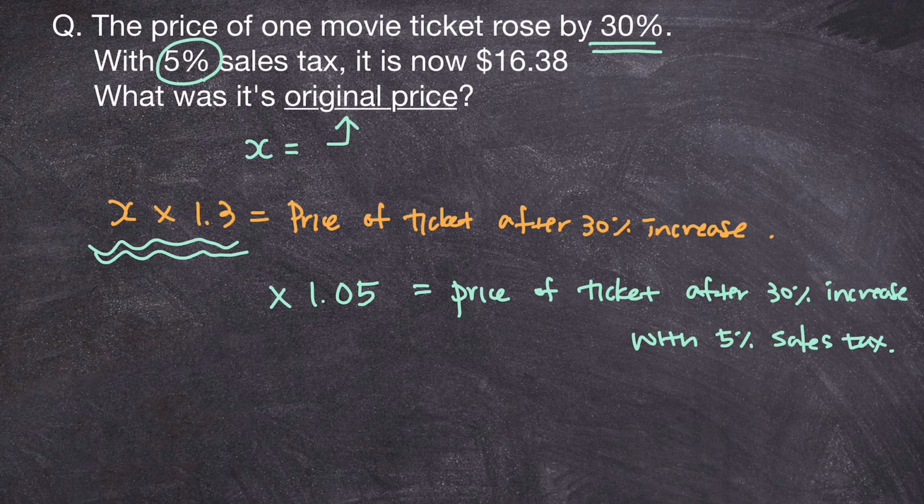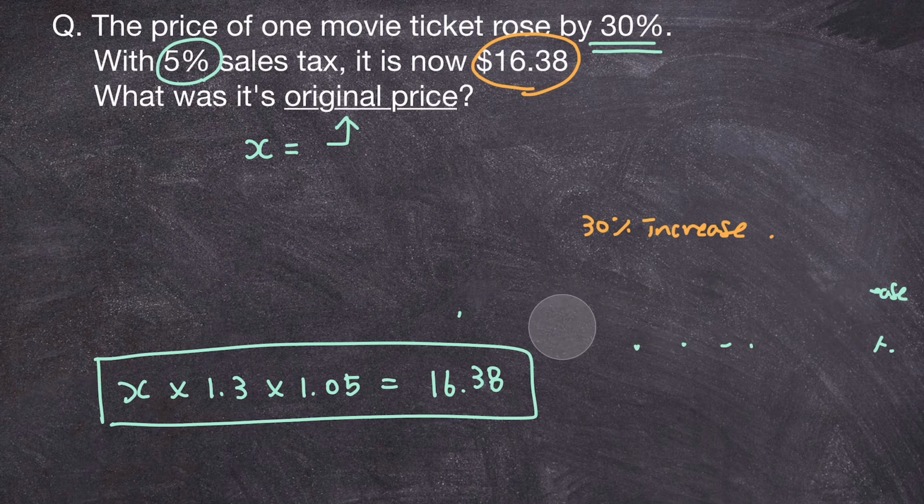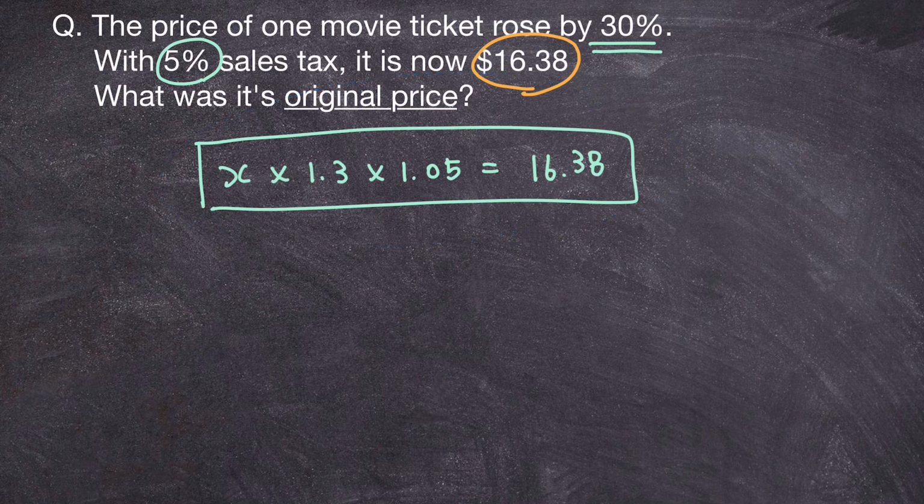So let's set up an equation. x times 1.3 times 1.05 will be the price of the ticket after the 30% increase with 5% sales tax, which fortunately is already given to us in our question as $16.38. So I'm just going to plug that in on the right side of the equation. Now my equation is done. All there is left for me to do is solve for the value of x. So I'm going to move this up and solve for x.